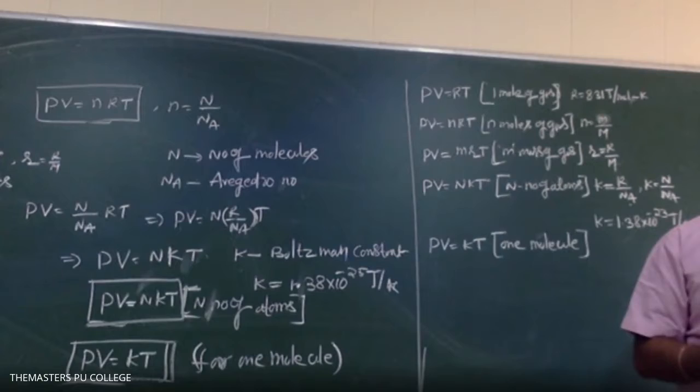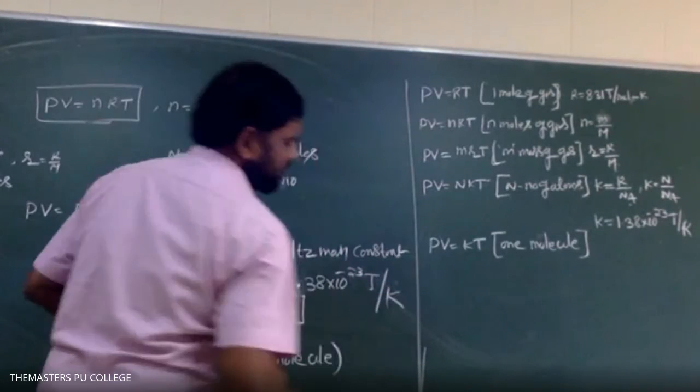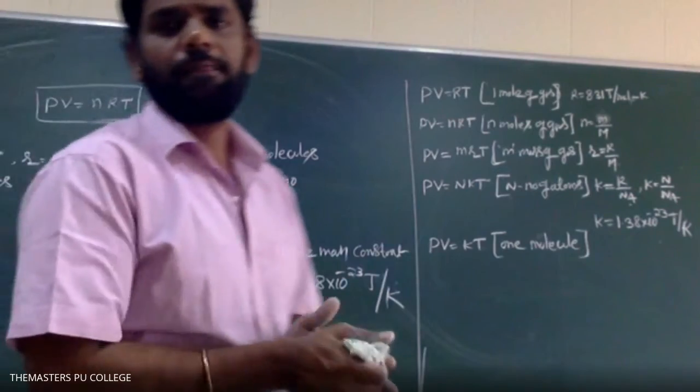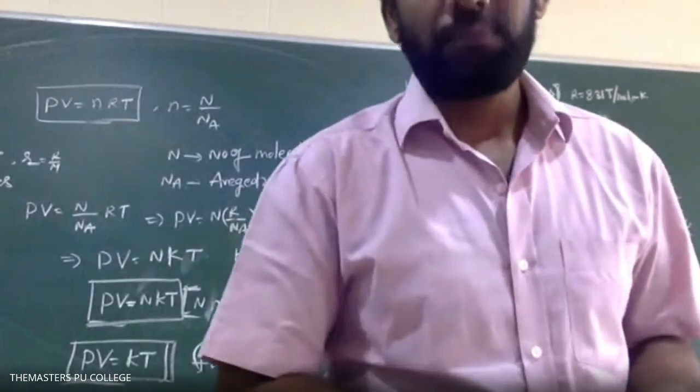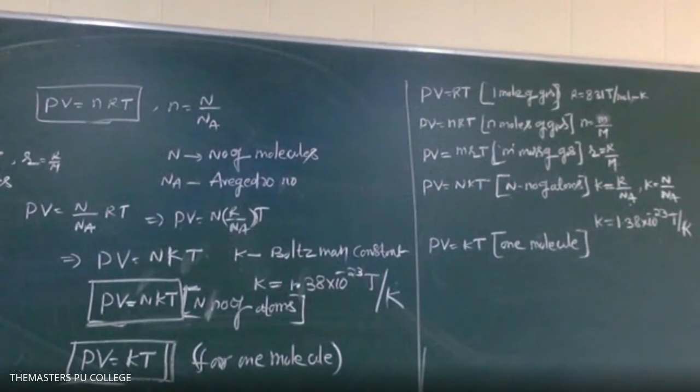Clear, all of you? Sir, that K value you have written, the unit is not clearly visible. Joule per Kelvin. So 10 power minus 23 joule per Kelvin. So these are the extensions of the ideal gas equation which we did yesterday.